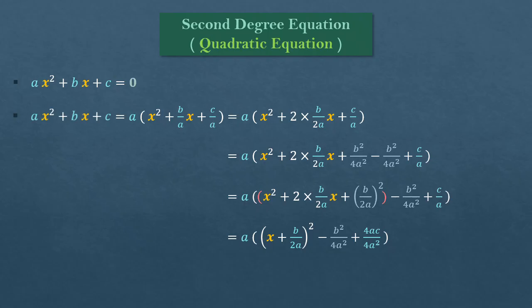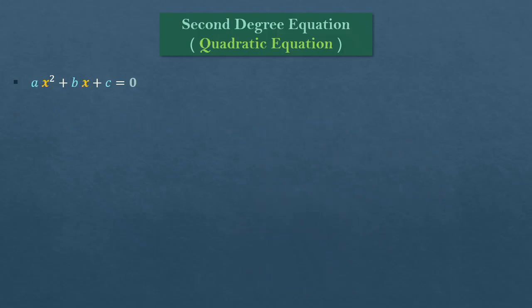squared plus 4 times a times c over 4 times a squared. And this equals a times (x plus b over 2 times a) all squared minus (b squared minus 4 times a times c) all over 4 times a squared.